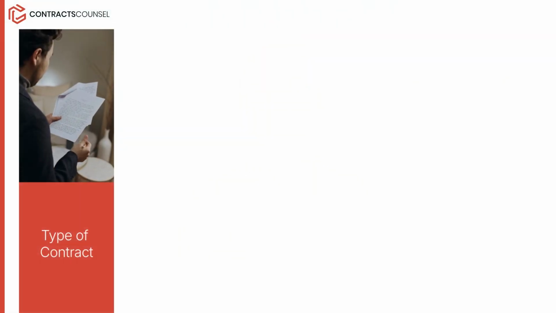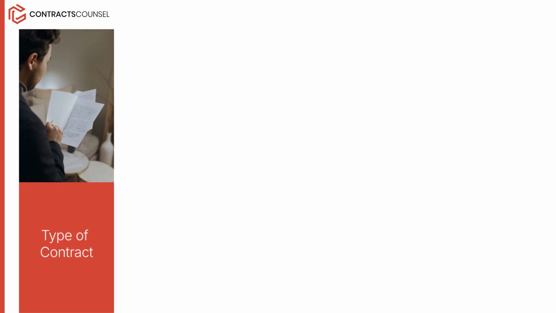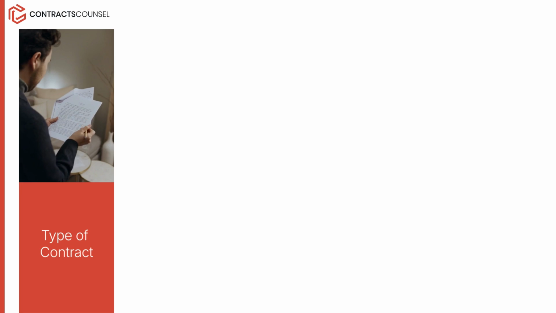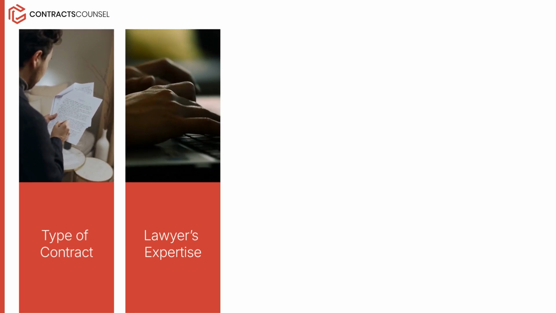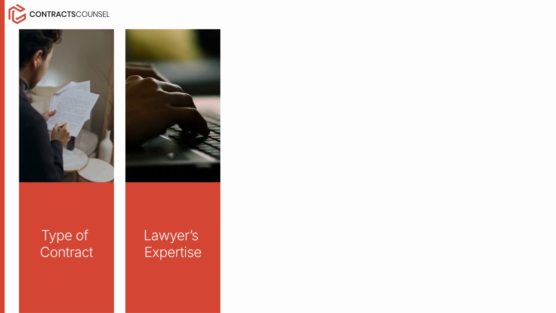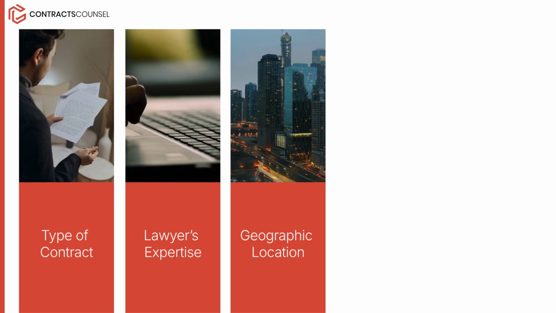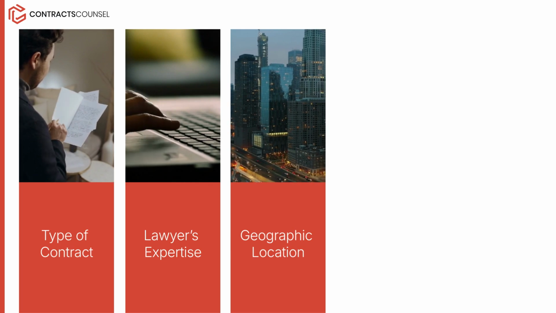Type of contract. More complex contracts, such as business agreements or leases, might cost more to review. For example, reviewing a commercial lease is roughly $750 on average, and reviewing an employment contract is $340 on average. This comes from Contracts Counsel's data. Lawyers' expertise. Lawyers with more experience or specialization in a particular field may charge higher fees. Geographic location. Legal fees can vary significantly depending on where the lawyer is located. For example, lawyers in major cities often charge more.